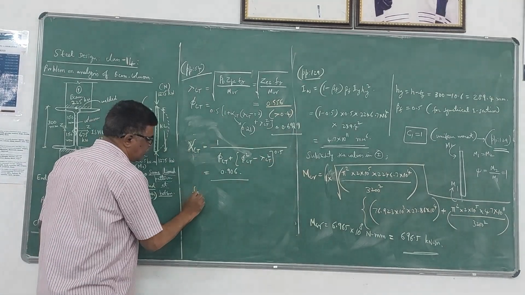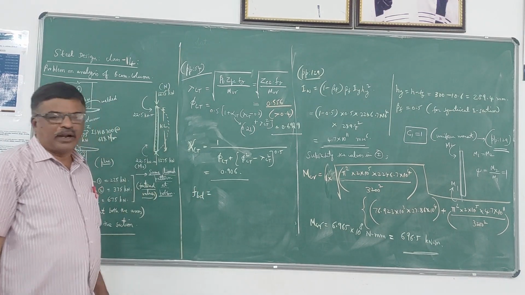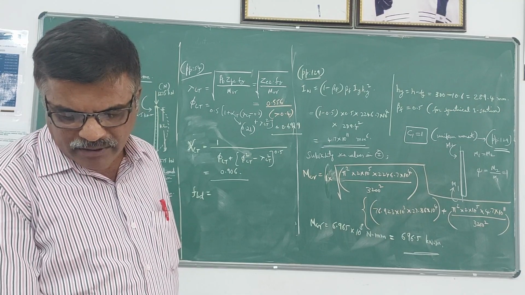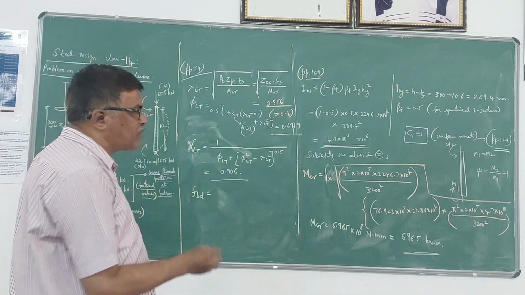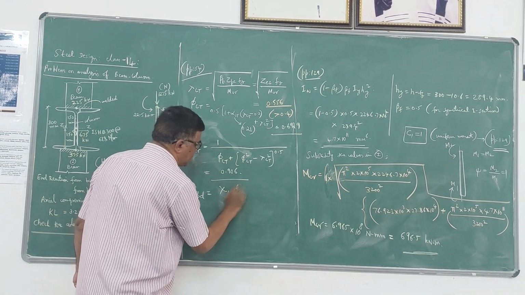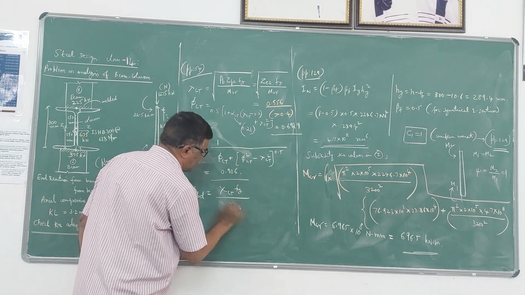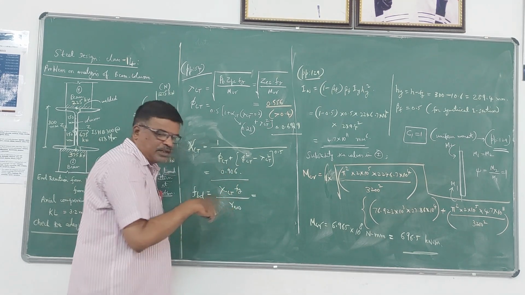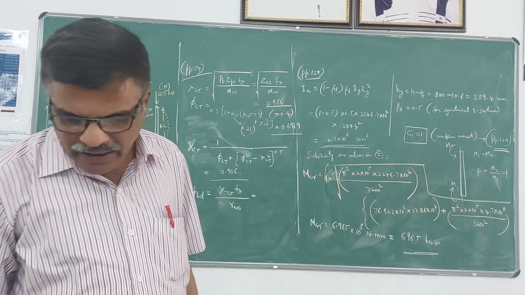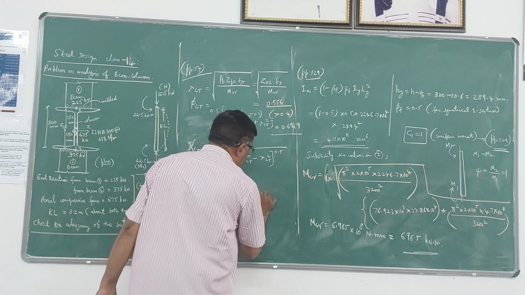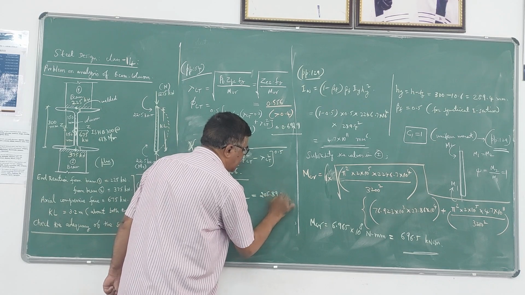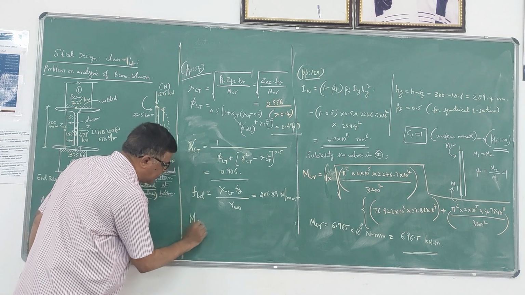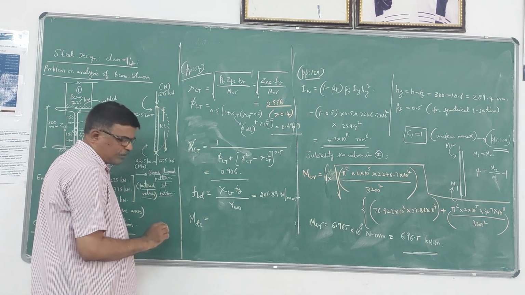Next, FBD, which is the design bending stress: FBD equals xi LT into Fy by gamma m0. So xi LT is 0.906 into Fy, divided by gamma m0, which is 1.1. If you substitute that, you will get 205.89 Newton per mm square.